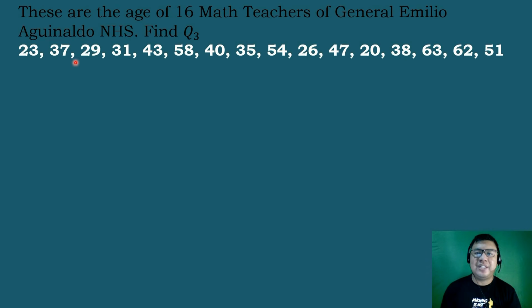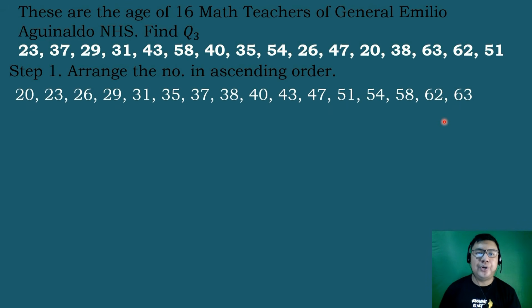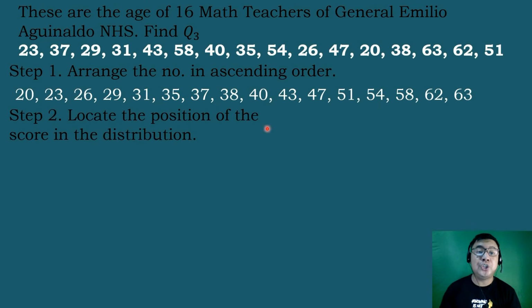So from these given scores, the first step is to arrange the numbers or scores in ascending order, from the lowest score up to the highest score. After arranging the numbers in ascending order, we will now locate the position of the score in the distribution.